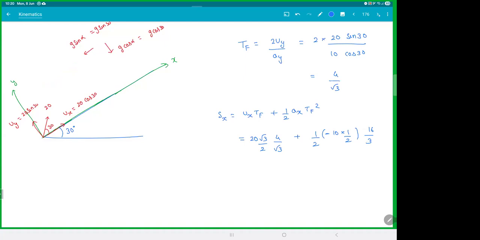I don't think you'll get a root anywhere here. So the root 3 goes off. This is 40 minus 40 by 3, which is 80 by 3. Prisha, you're right. Anyone else got this? Maybe some of you added a plus there. So be careful with the signs.